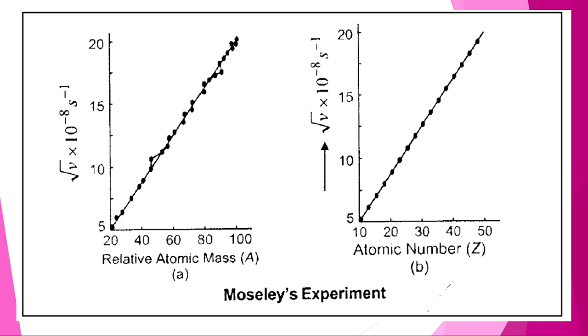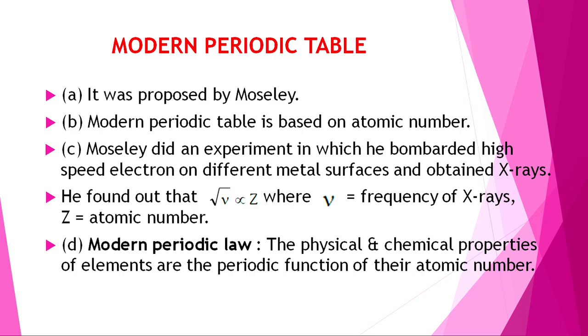So, the new periodic law was made. According to the new periodic law, or modern periodic law, the physical and chemical properties of elements are a periodic function of their atomic number. What does it mean? It means if we arrange elements in the increasing order of their atomic numbers, then their physical and chemical properties are repeated after a certain interval.